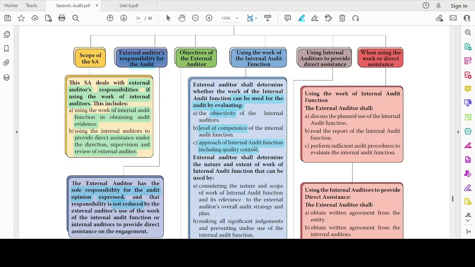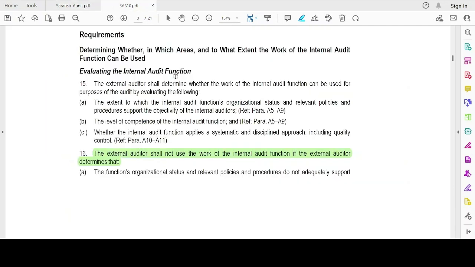Like in accounts we say "substantial period of length", in audit it is a systematic and disciplined approach. Now, let's read it again. The external auditor shall determine whether the work of the internal audit function can be used for the purpose of audit by evaluating the following: the extent to which the internal audit function's organization status, relevant policies, and procedures support the objectivity of the internal auditors.